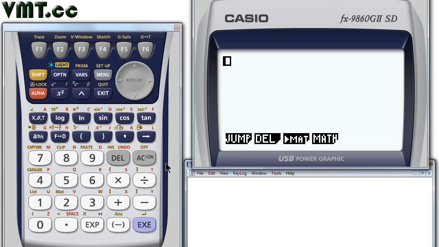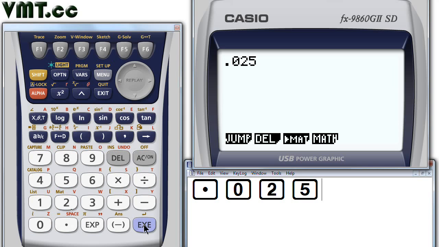To convert a decimal into a fraction, first input your decimal number. For example, 0.025, and then execute. Finally, press the fraction decimal conversion key. Our answer is 1/40. Let's take a look at our second example.